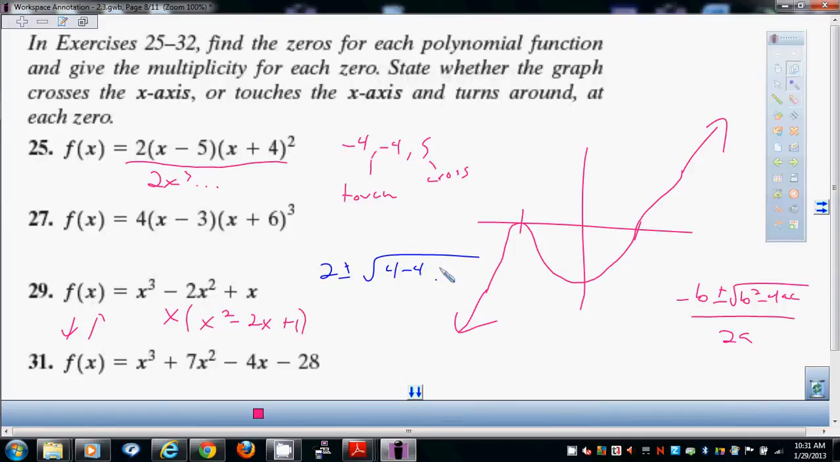4 minus 4, so that's 0. 2 plus or minus 0 over 2. 2 plus 0 is 2. 2 over 2 is 1. 2 minus 0 is 2. 2 over 2 is 1. So, our roots are, what is just an x? What's that going to provide us?